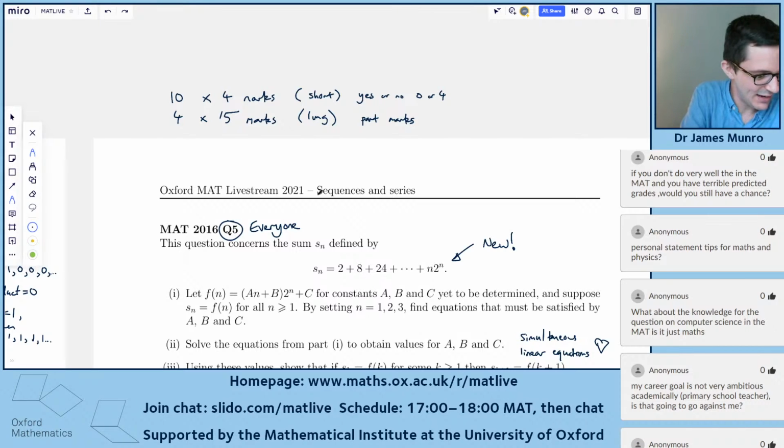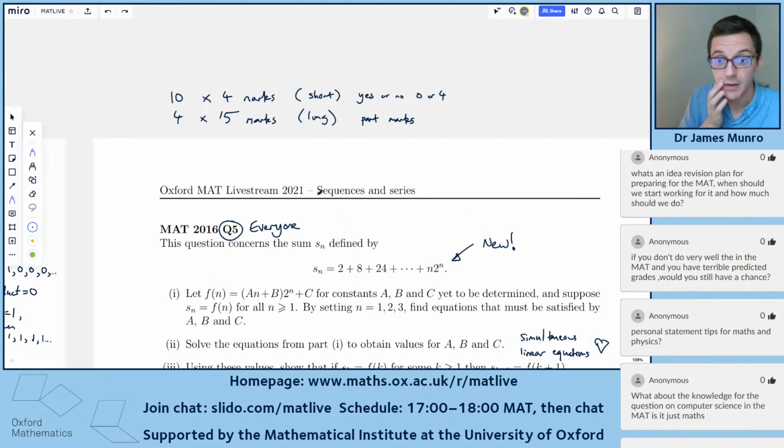Right. Revision plan for MAT. There's a very short syllabus of MAT questions. We're going to go through it quite slowly over the next 10 weeks. Every live stream is going to look at a different bit of the MAT syllabus over the next 8 weeks.